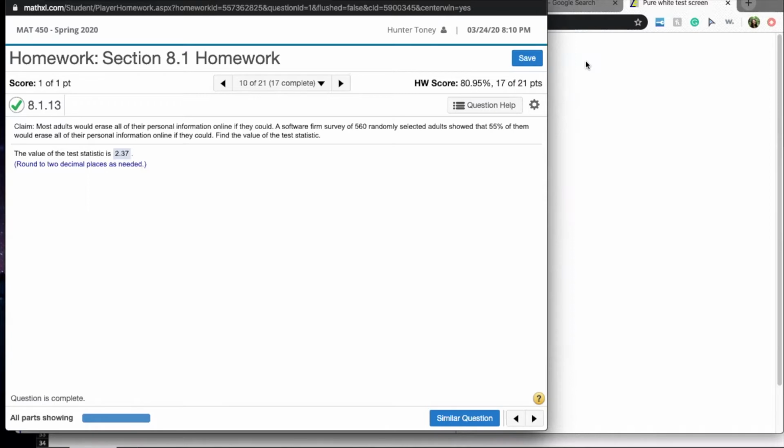I am on number 10 in homework 8.1. So they tell us that most adults would erase all their personal information online if they could. A software firm survey of 560 randomly selected adults showed that 55% of them would erase all their personal information online if they could. And they want us to find the value of the test statistic.